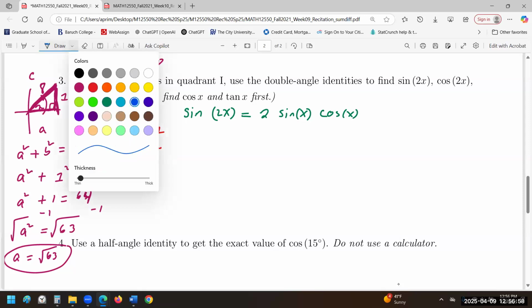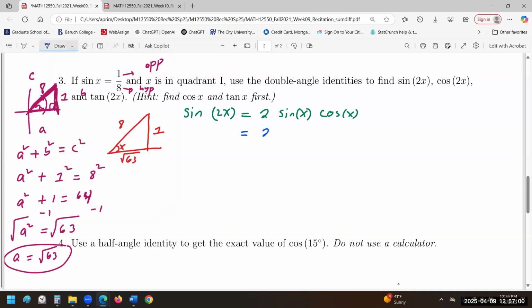So we go to each one of them. We get the result for each one of them from the triangle. Sine of x, they already told us here, so we don't have to find it. It's 1/8. But cosine of x, we need to use the triangle to find that out. Cosine is adjacent over hypotenuse. So we get square root of 63/8.